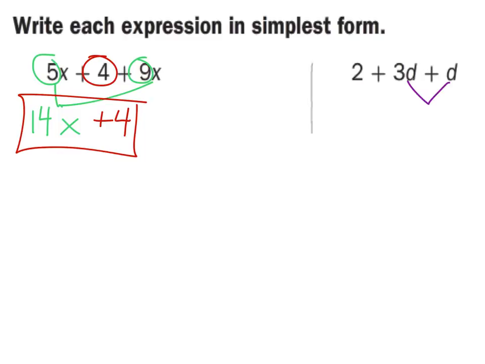Notice in this one we have 3D, and that's a 1D. So if we add the 3D and the 1D together, then we have 4Ds. And notice, again, there's no other constants to add to that 2. We can just write it like this.